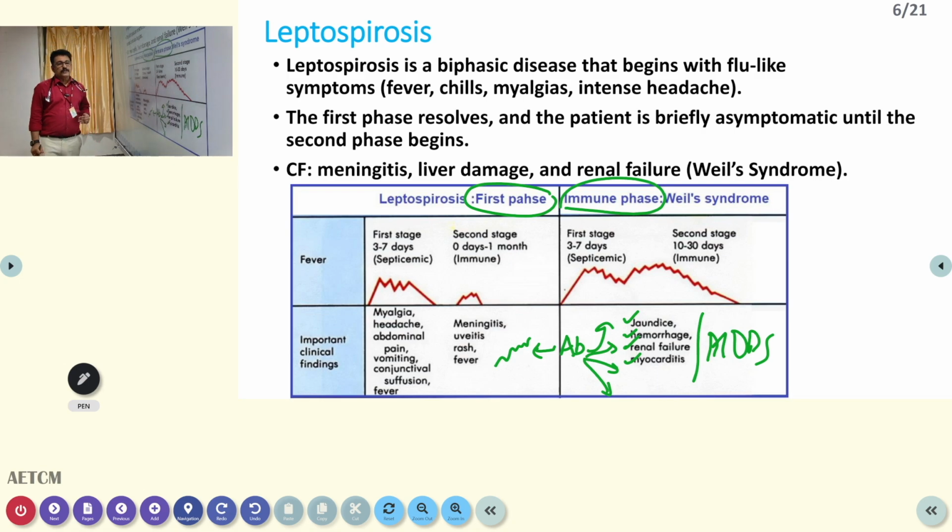So there are two phases. The first phase is only an infection. We call it leptospirosis. The second phase is an immune-mediated phase. There the bacteria is not producing damage. It is produced by antibodies. They try to attack our organs. Organ injury can occur, failure can occur, and the patient can develop multi-organ dysfunction syndrome. That syndrome is called Weil's syndrome. The disease is called Weil's disease, but the syndrome, with all these problems, we call Weil's syndrome.